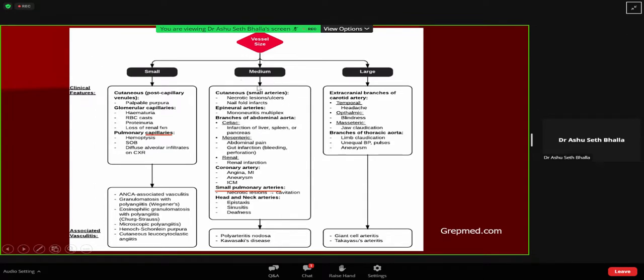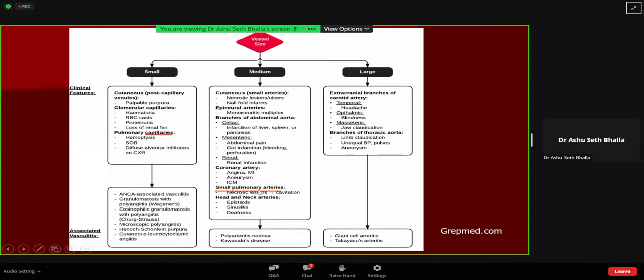What happens in case of medium vessel vasculitis? Here, the branches of aorta come into play. We were on Kawasaki, we were on PAN. So the branches of aorta come into play, which is celiac, mesenteric. So we have more of visceral manifestations. Coronary arteries also come into play. And an interesting manifestation is that there are necrotic ulcers, nail-fold involvement, and mononeuritis multiplex.